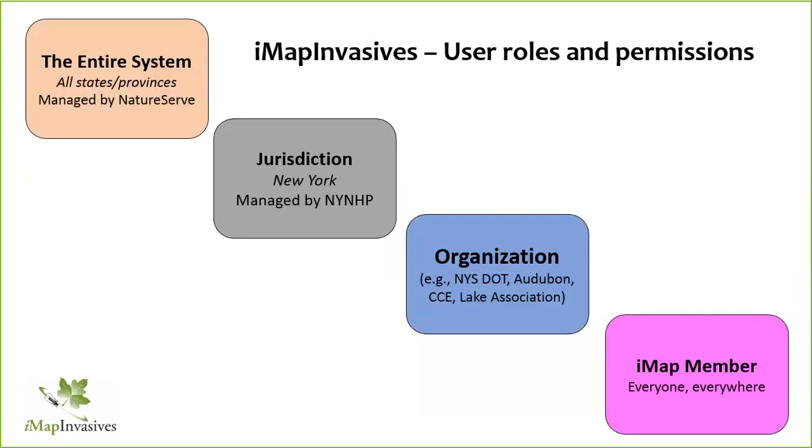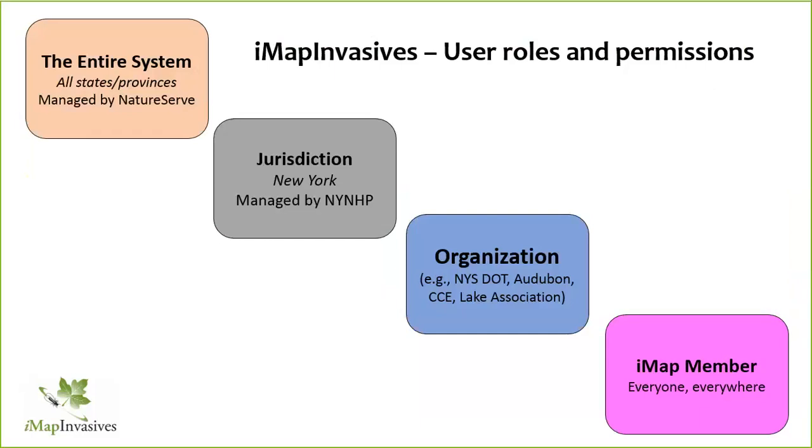So in the simplest of terms, starting with that pink box down in the lower right-hand corner, anyone who signs up for an IMAP account is an IMAP member. You can be in any state in Canada or the United States. You can input data anywhere. You can look at all the publicly accessible data, so the confirmed non-confidential records. There's a lot of power that you have by just signing up for a free iMapInvasives account, no matter where you are. And then you start getting more permissions once you're affiliated with an organization within your jurisdiction.